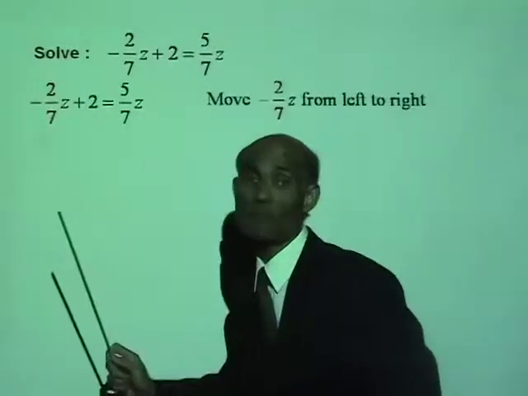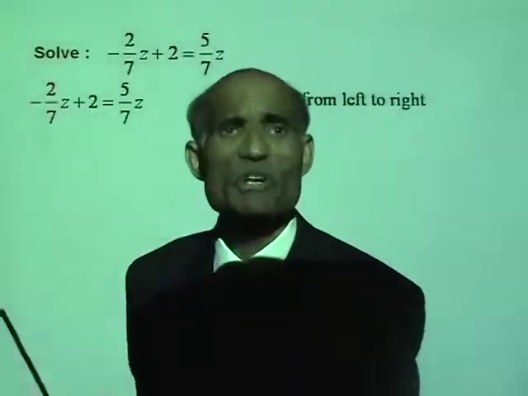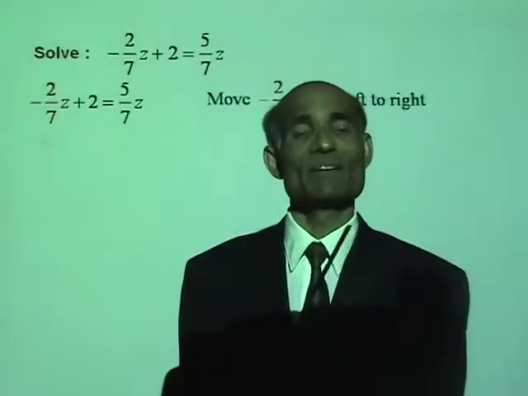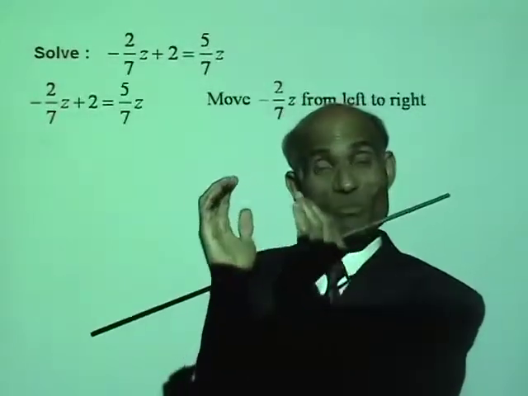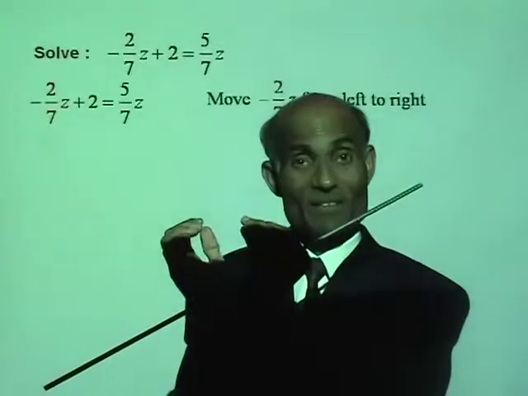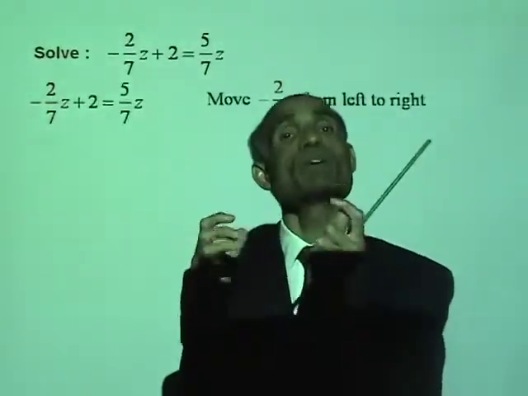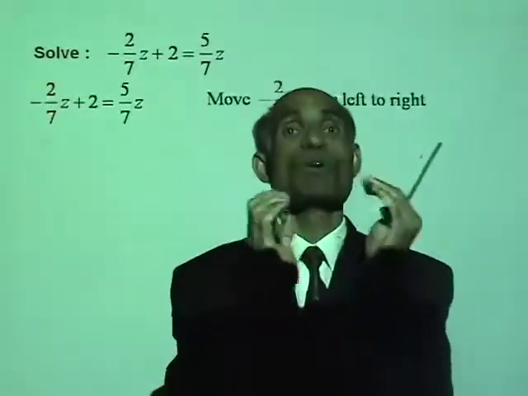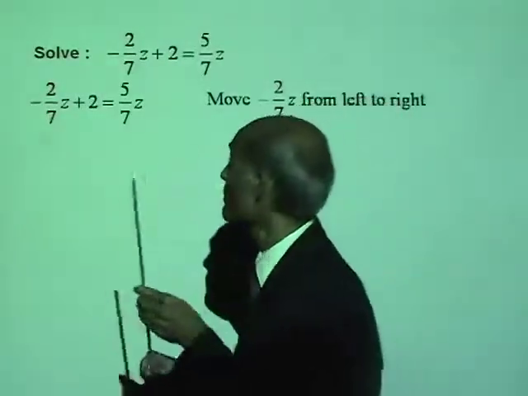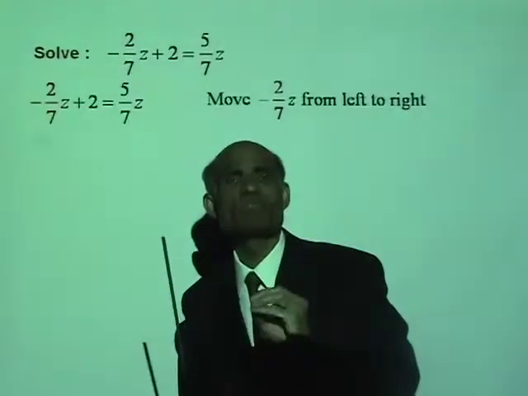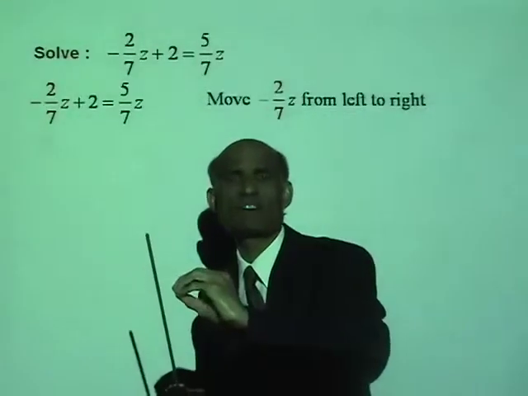Well, this time, is it necessary that the variable has to be on the left side? You can also group the variables on the right side. So, depending on the convenience, we can group the variables either on the left or on the right. Now, in this case, it is more convenient to group the variables on the right side. You know why?